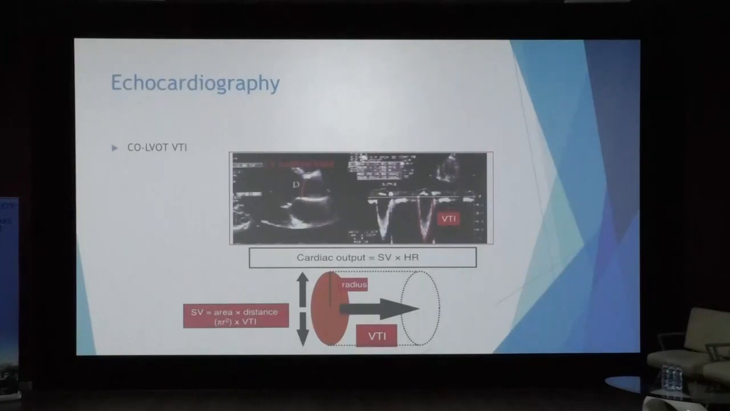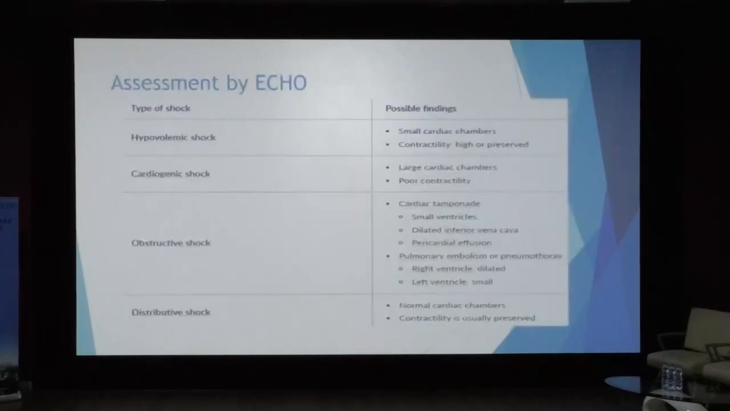The cardiac output, normally we know, is the stroke volume and the heart rate. If you want to calculate the stroke volume, it is nothing but area times the distance. So if you put the pulse wave there, we can see the flow, and from there we can calculate the velocity time integral. We'll have more detailed discussions in the workshop stations, to understand how we are doing that.